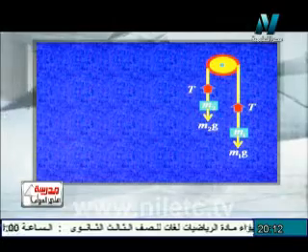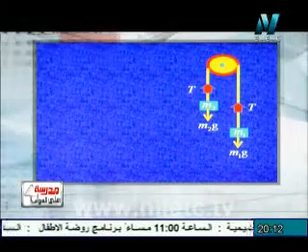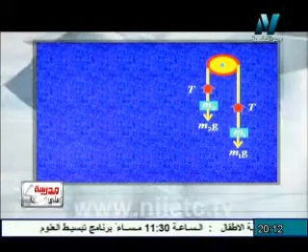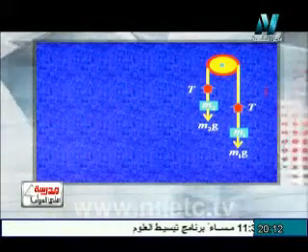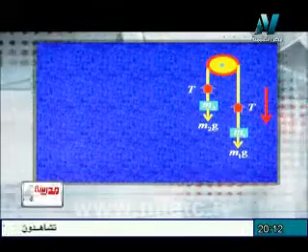So we have two masses M1 and M2. If we say that M1 is greater than M2, therefore the body M1 moves down and the body M2 moves upward.